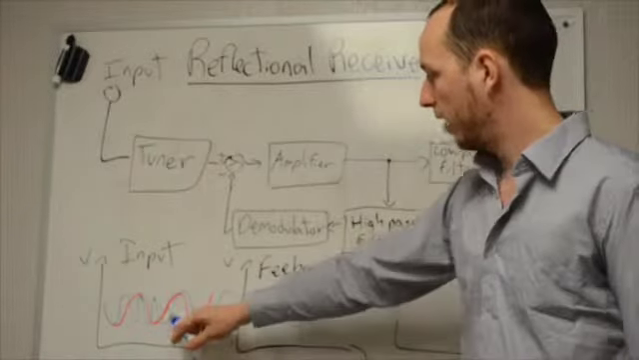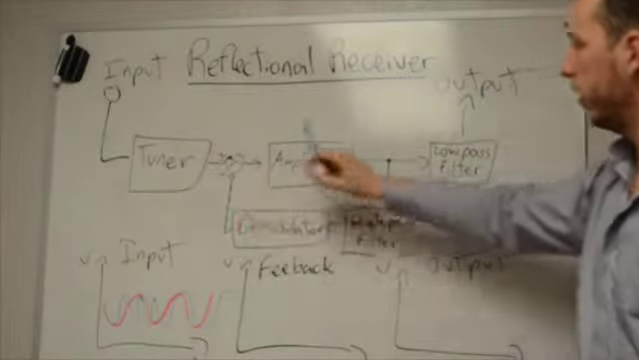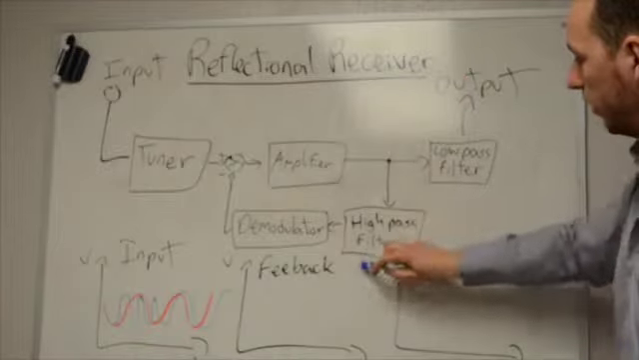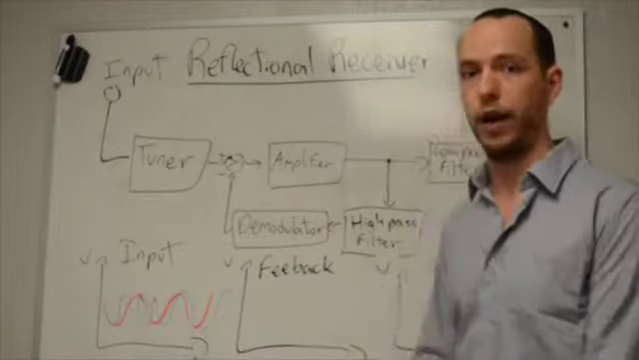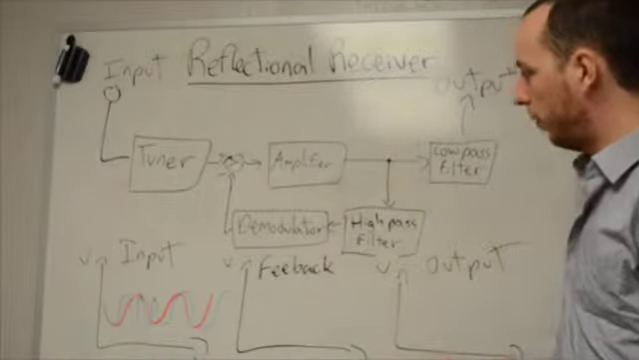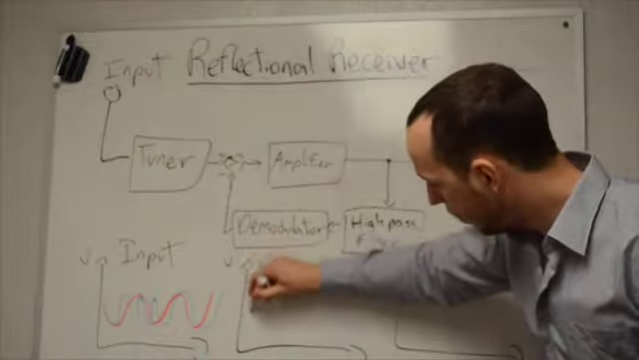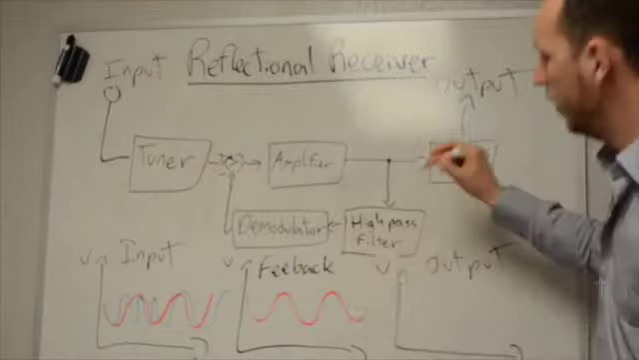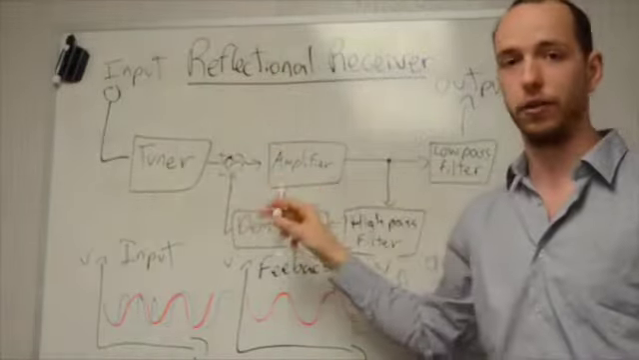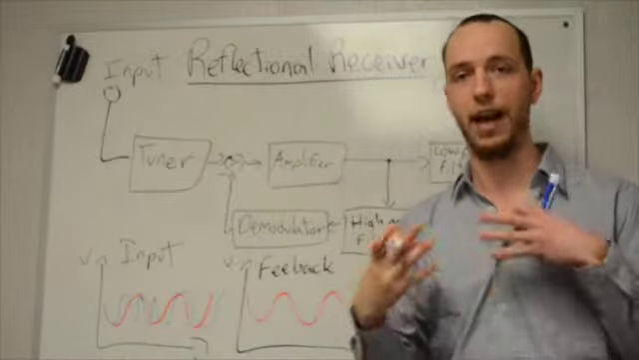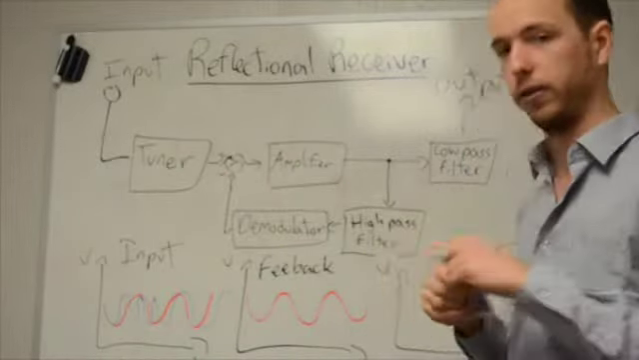Okay, so this signal will go to the tuner, to the amplifier, and then when it goes to the high-pass filter, it will get rid of those higher frequency to go back to that normal frequency, and then it will demodulate it and subtract it from the tuner to try to get rid of it to just keep the actual sound that we want to listen to.